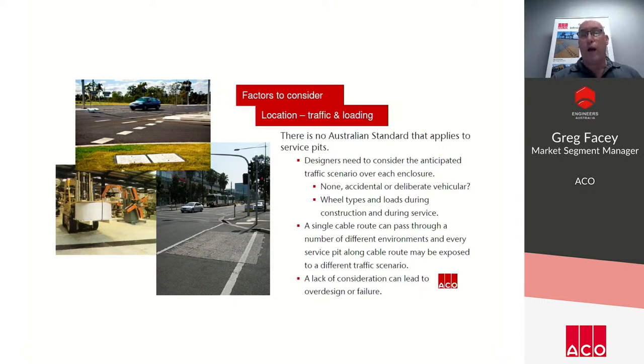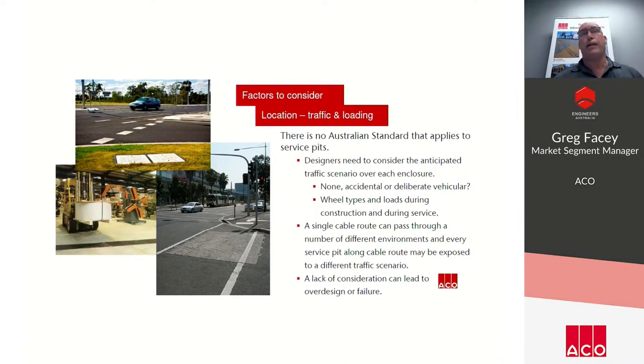Because often where breakages and failures can occur is during the construction phase, where, for example, there may be exposed pits and heavy vehicles driving over those pits, causing a failure of the system. So all those phases during the construction process need to be considered. A single cable route can pass through a number of different environments, and every service pit along the cable route may be exposed to a different traffic scenario.